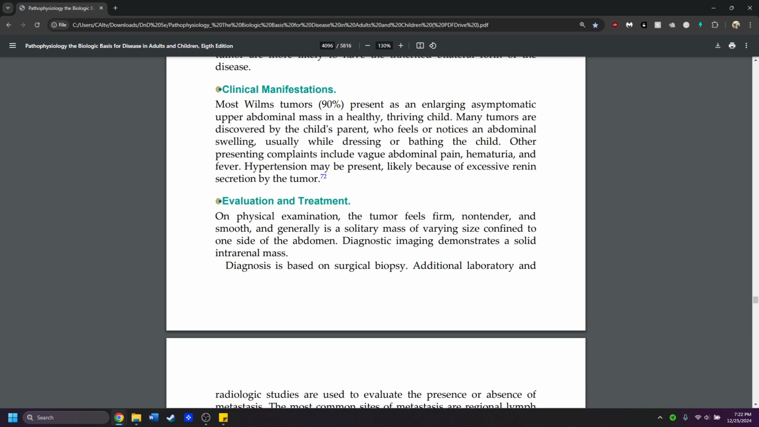So what are your clinical manifestations? Most tumors, 90%, present as an enlarging asymptomatic upper abdominal mass in a healthy, thriving child. Many tumors are discovered by the child's parent, who feels or notices an abdominal swelling, usually while dressing or bathing the child. Other presenting complaints include vague abdominal pain, hematuria, and fever. Hypertension may be present, likely because of excessive renin secretion by the tumor.